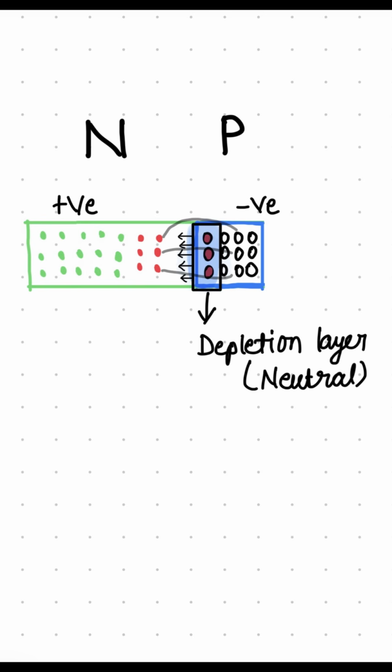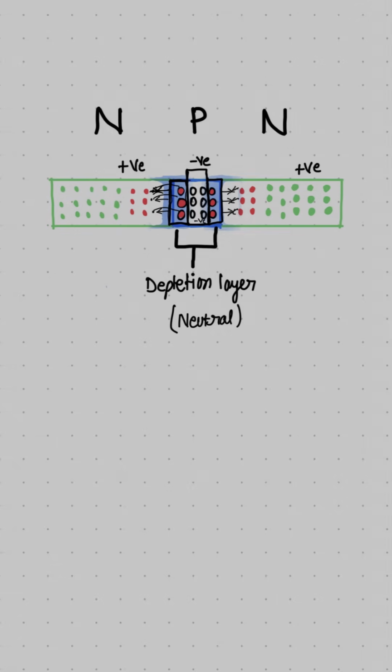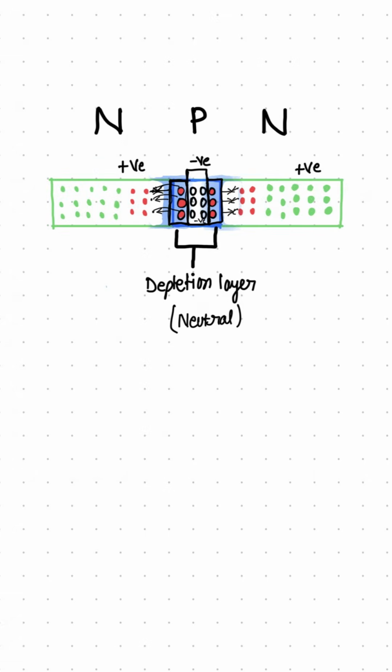Now we added another N-type semiconductor. Same happens here. The combination of these three is called an N, P, N semiconductor. Now the electrons cannot flow from N to P to N. To conduct electricity through it, we need to make the depletion layer thinner, and that's how a semiconductor works.